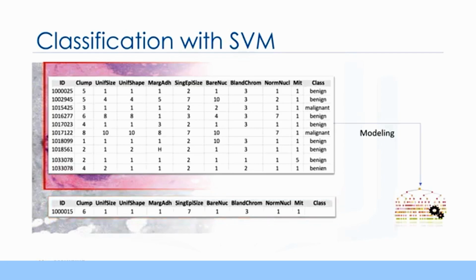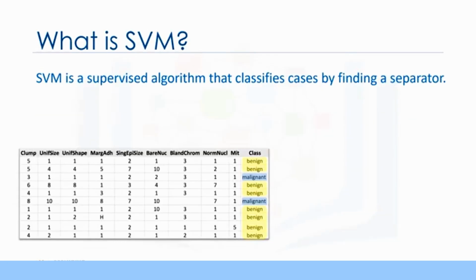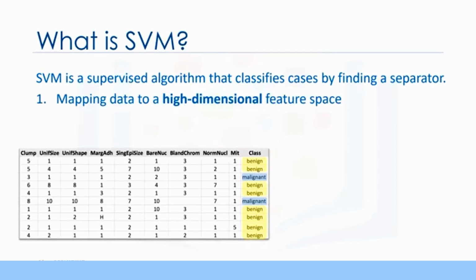You can use Support Vector Machine, or SVM, as a classifier to train your model to understand patterns within the data that might show benign or malignant cells. Once the model has been trained, it can be used to predict your new or unknown cell with rather high accuracy. Now, let me give you a formal definition of SVM. A support vector machine is a supervised algorithm that can classify cases by finding a separator. SVM works by first mapping data to a high-dimensional feature space so that data points can be categorized, even when the data are not otherwise linearly separable.